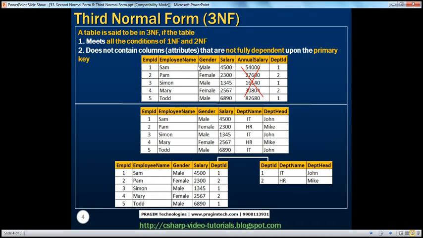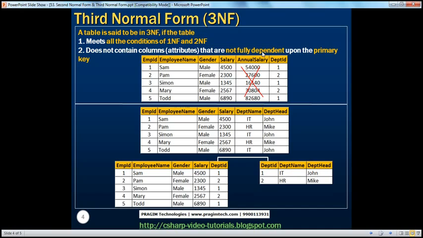Let's talk about third normal form. A table is said to be in third normal form if the table meets all the conditions of the first and second normal form, and it does not contain columns or attributes that are not fully dependent upon the primary key. When we are talking in terms of tables, we call them columns, but when we are talking about entity relationship models, we call them attributes and entities. But here we'll talk about columns and tables. So a table is in the third normal form if it does not contain columns that are not fully dependent upon the primary key.